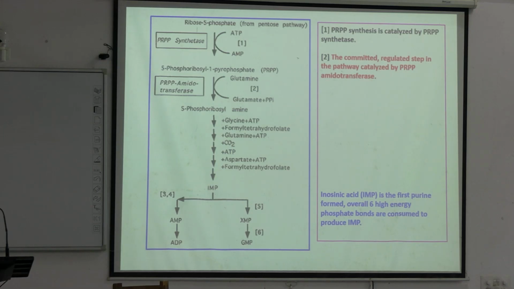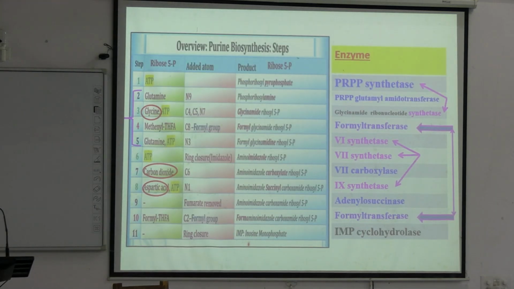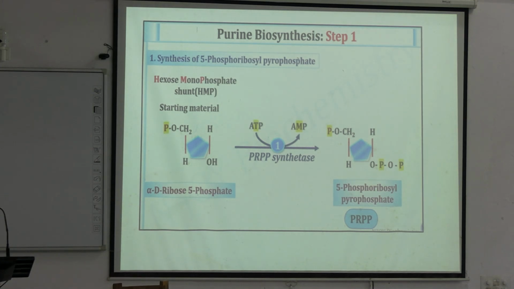Only remember that the first step is catalyzed by PRPP synthetase, and this is the committed step, I have been repeatedly telling, that once this stage is over, it will get converted into IMP. And the body tries maximally not to destroy IMP, that I will tell you tomorrow. So this same pattern, now the individual pathway I am telling you. Ribose 5-phosphate, so PRPP is formed, so it is called PRPP synthetase.